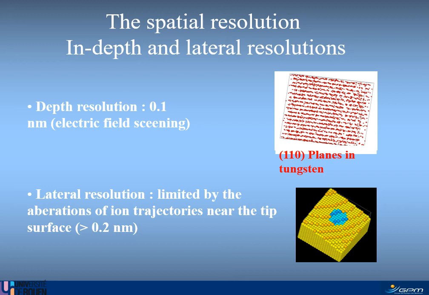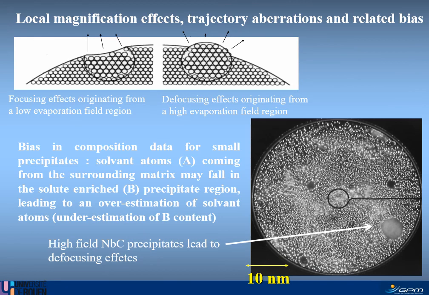The atomic scale is only reached along the tip axis, I mean, perpendicular to the tip surface. So now we've understood that the lateral resolution parallel to the surface is not as good as the depth resolution. And this is because of the trajectory aberrations.